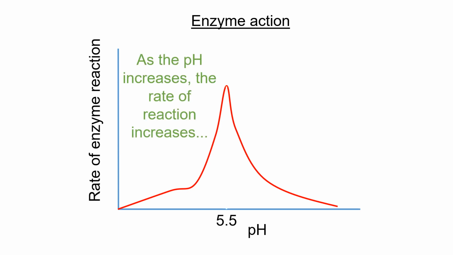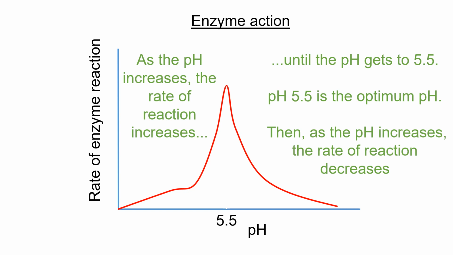As the pH increases, the rate of reaction also increases. If you look at this, I've specifically put 5.5. So you realize that until pH 5.5, the graph is going upwards, so the rate of the enzyme is increasing. So pH 5.5 is your optimum pH. That means the perfect pH for the enzyme to work at.